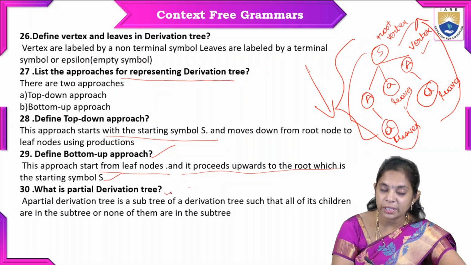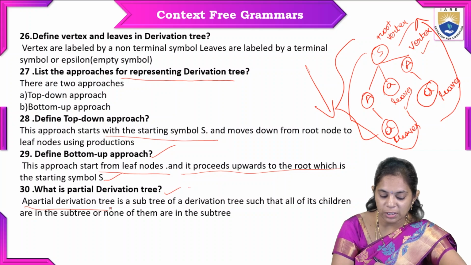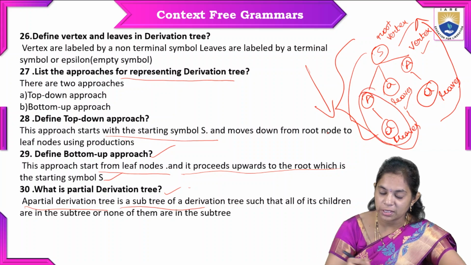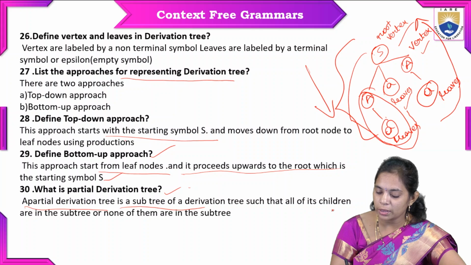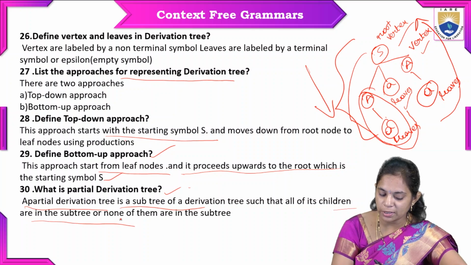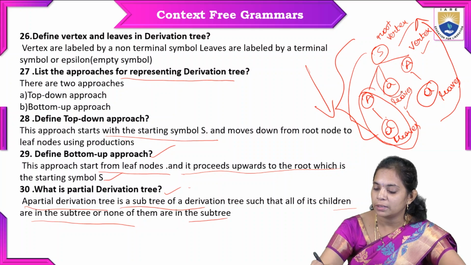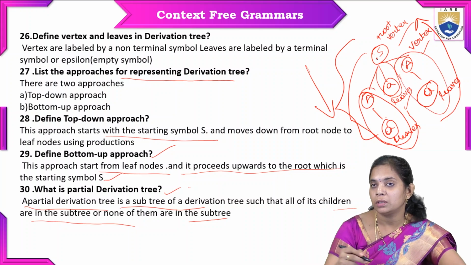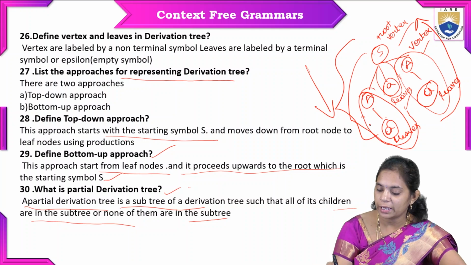So what is the partial derivation tree? A partial derivation tree is a subtree of a derivation tree. So we can say that it is a partial tree. This is the derivation tree, and in that one, this is the subtree or partial tree, such that all of its children are in the subtree or none of them are. Maybe this is also a subtree. These are all the children of the vertex. So this is the subtree or partial derivation tree.